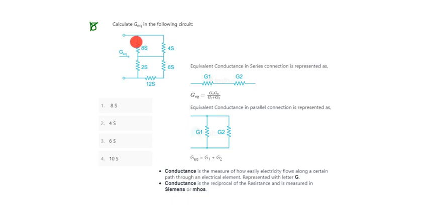So in the circuit, 6 Siemens and 12 Siemens are connected in series. So series means 6 into 12 divided by 6 plus 12. And then these are connected in parallel, which equals 4 S. The answer is 4 S.